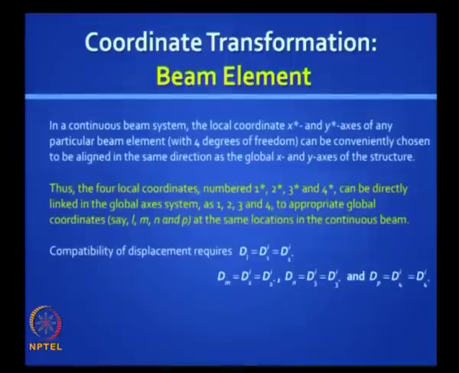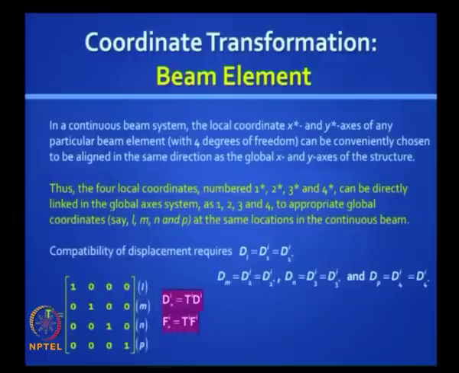Thus the 4 local coordinates numbered 1 star, 2 star, 3 star and 4 star can be directly linked in the global axis system as 1, 2, 3 and 4 to appropriate global coordinates which could be LMNP or whatever. So the compatibility is as shown here, and this is how you will write the transformation matrix. It is an identity matrix, you have to correctly write the global coordinates. In this case I have shown it as LMNP, it could be whatever you get in the structure.